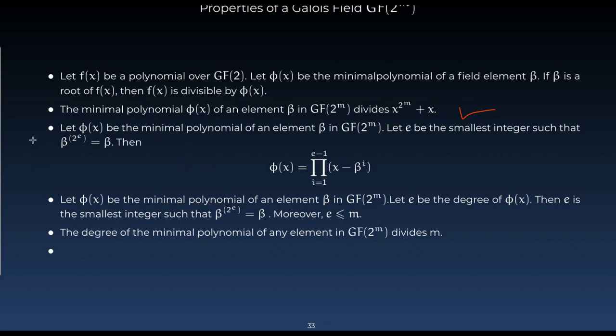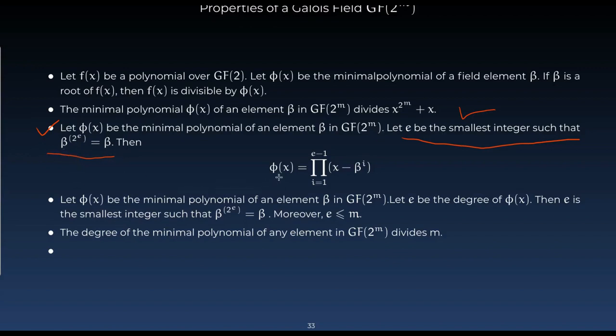Now how to determine this minimum polynomial, and this is something that we are actually going to discuss. Okay, so let's say e is the smallest integer such that beta to the power 2 to the power e is equal to beta. It means after e, it's going to repeat itself, isn't it? This is going to repeat itself in a circle.